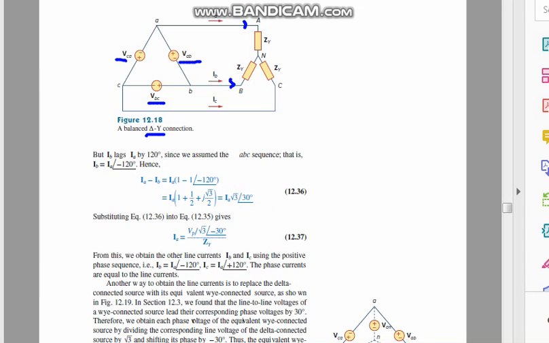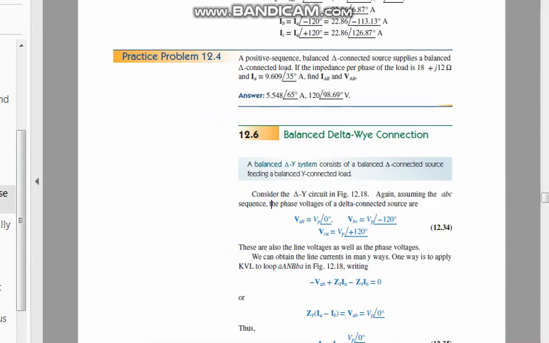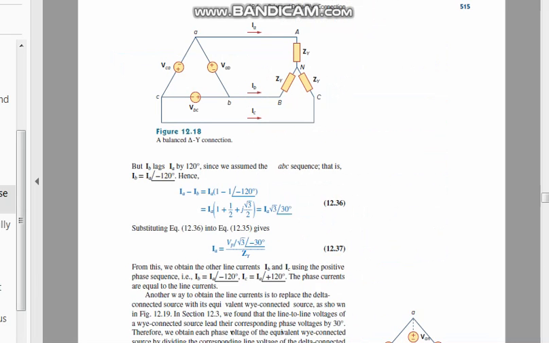Subsequently, with the equations coming forward, we have to go to the previous equation. What is this that we want to find out? That is, we can obtain the line currents in many ways. One way is to apply Kirchhoff's voltage law to a certain loop. In what loop? In this loop. In this loop, we apply Kirchhoff's voltage law to find out the currents.